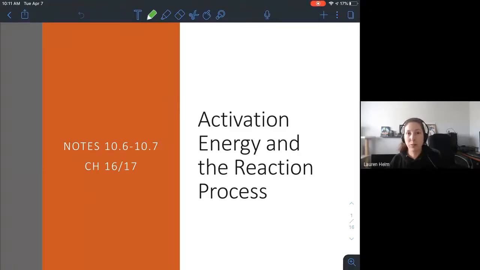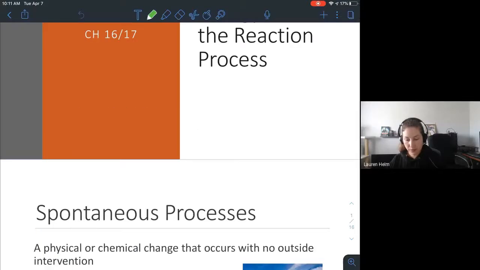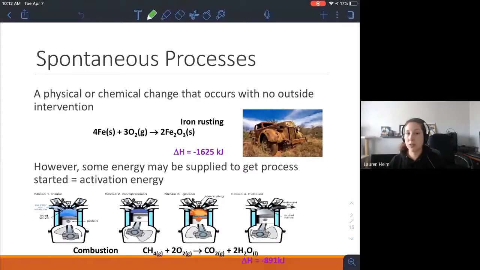Let's talk about 10.6 and 10.7, which is on activation energy and the reaction process. So we talked about Gibbs free energy. We talked about reactions and whether they would be spontaneous or not. Spontaneous meaning a physical or chemical change that occurs with no outside intervention.